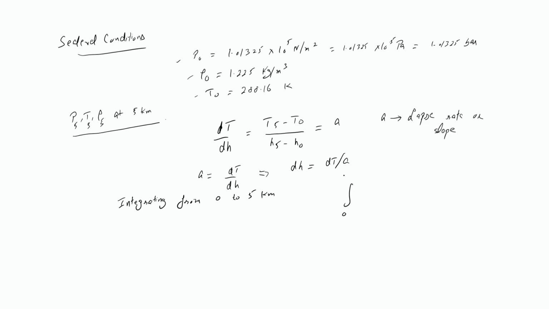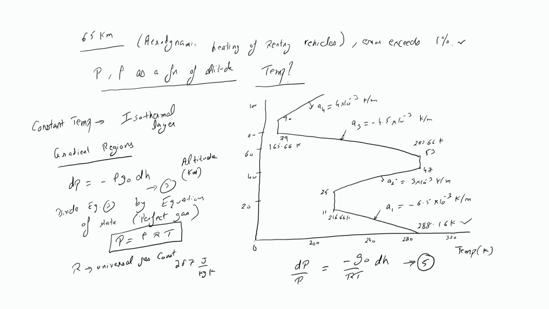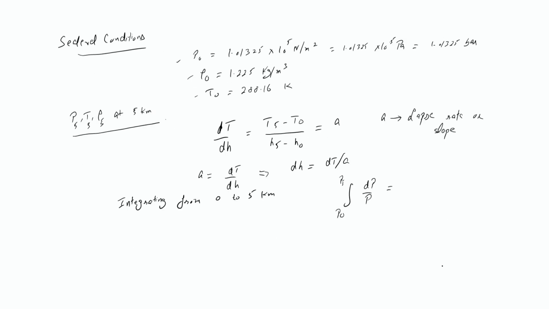So we'll write here P naught, the pressure at 0 kilometers, to P5, the pressure at 5 kilometers. So dP upon P equals this equation, equals minus g naught by AR, integration T naught to T5, where we have dT upon T.